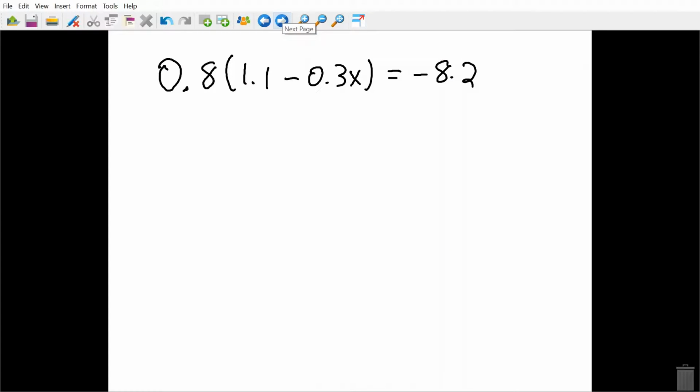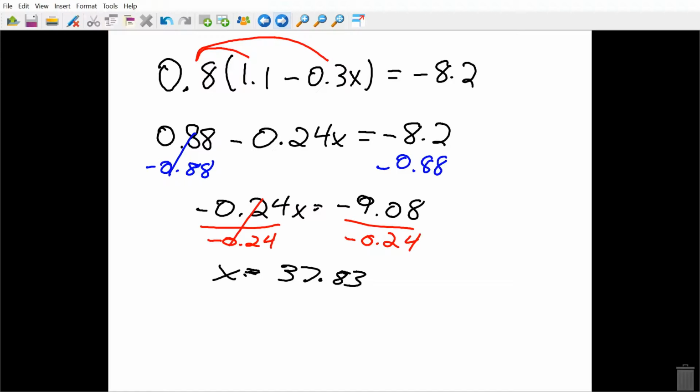0.8 times (1.1 minus 0.3x) equals negative 8.2. Please pause and try now. The answer is 37.83. First thing we're going to do is distribute to get rid of our brackets. Now we have to move the 0.88 to the other side to isolate the x. So we minused it. Now we've got negative 0.24x equals negative 9.08. We divide both sides by negative 0.24, and we're left with 37.83.